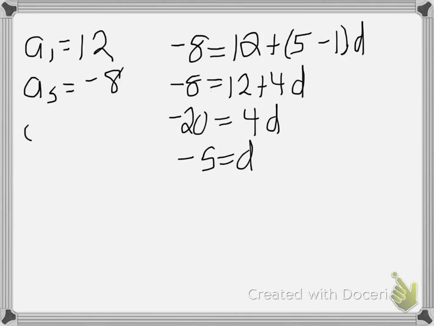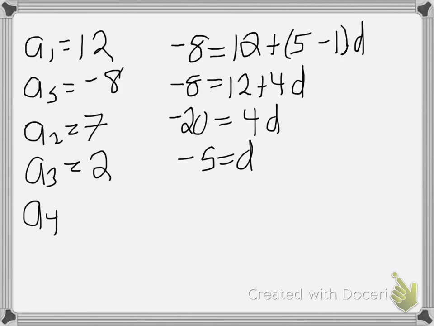So a sub 2 is just simply 12 minus 5, or 7. A sub 3 is equal to 7 minus 5, or 2. And a sub 4 is equal to 2 minus 5, or -3. Hence the reason that I said that you have 7, 2, and -3 for those 3 blanks. And that's how we got it.